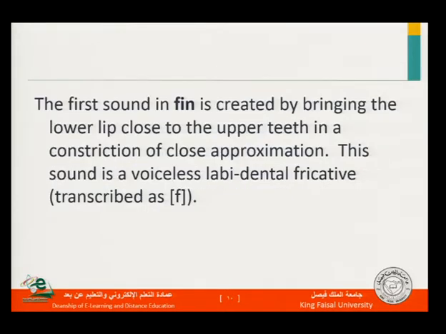The first sound in fin, for example, is created by bringing the lower lip close to the upper teeth, labiodental, in a construction of close approximation, because the air is not completely stopped. I can say f or v, because the air is not completely stopped. Using the three parameters, this sound is voiceless, labiodental, and fricative. It is transcribed as f between two square brackets. As I told you, if you see square brackets, this means it is not the phoneme, it is how it is pronounced.